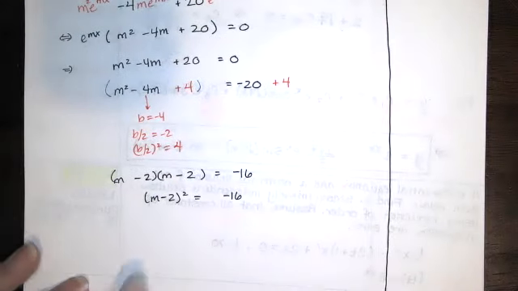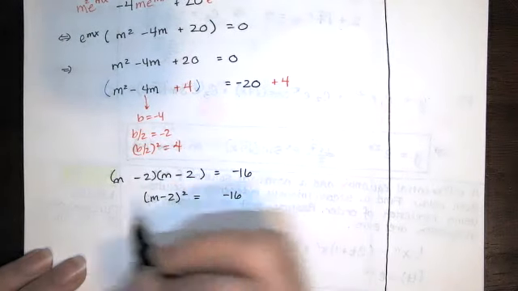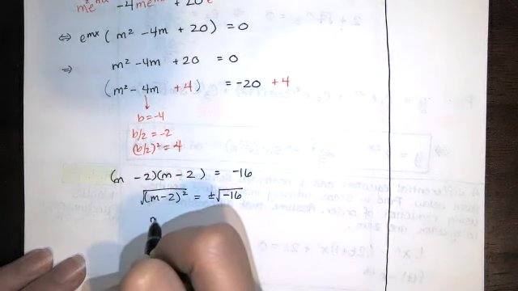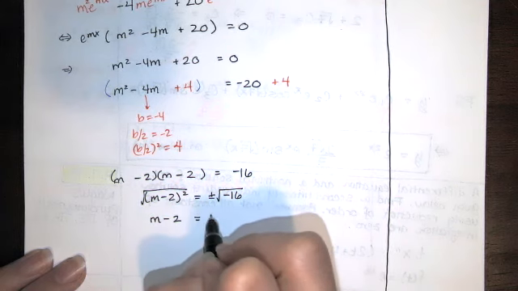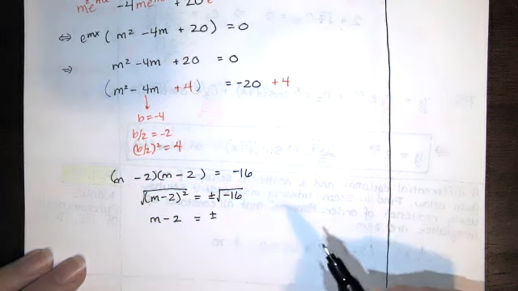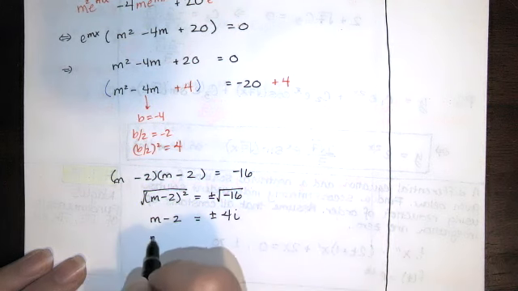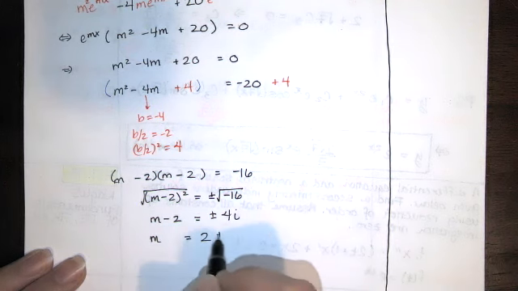Now I'm trying to undo operations to get m by itself. So I want to get rid of this squaring function. To do that, I take the square root of both sides. Don't forget your plus or minus on the right. And that simplifies to plus or minus the square root of 16, which is 4i. And then we add the 2 to both sides.